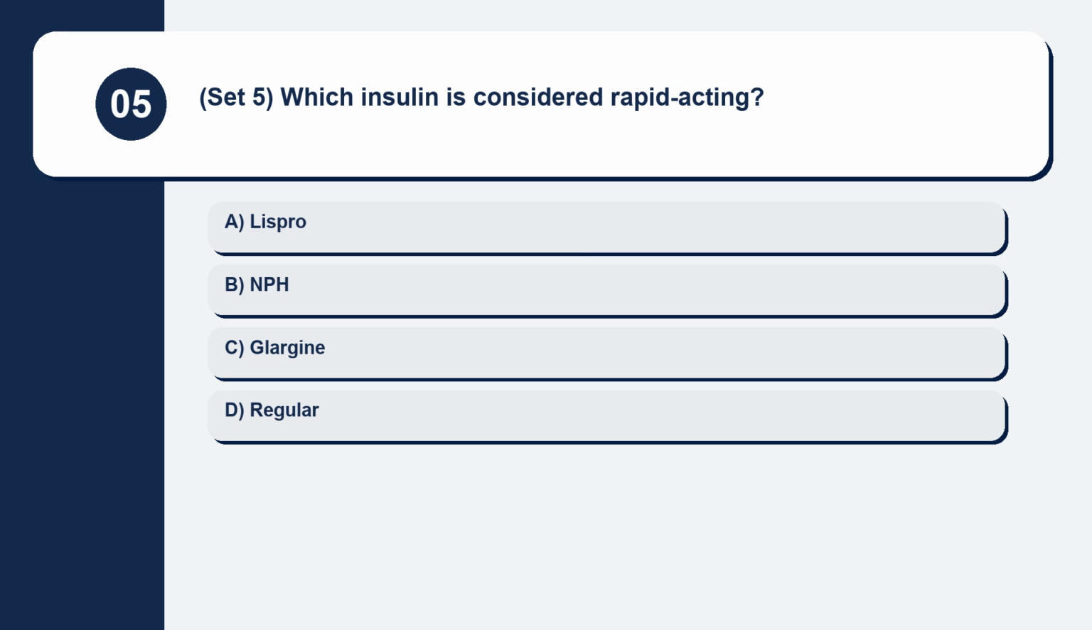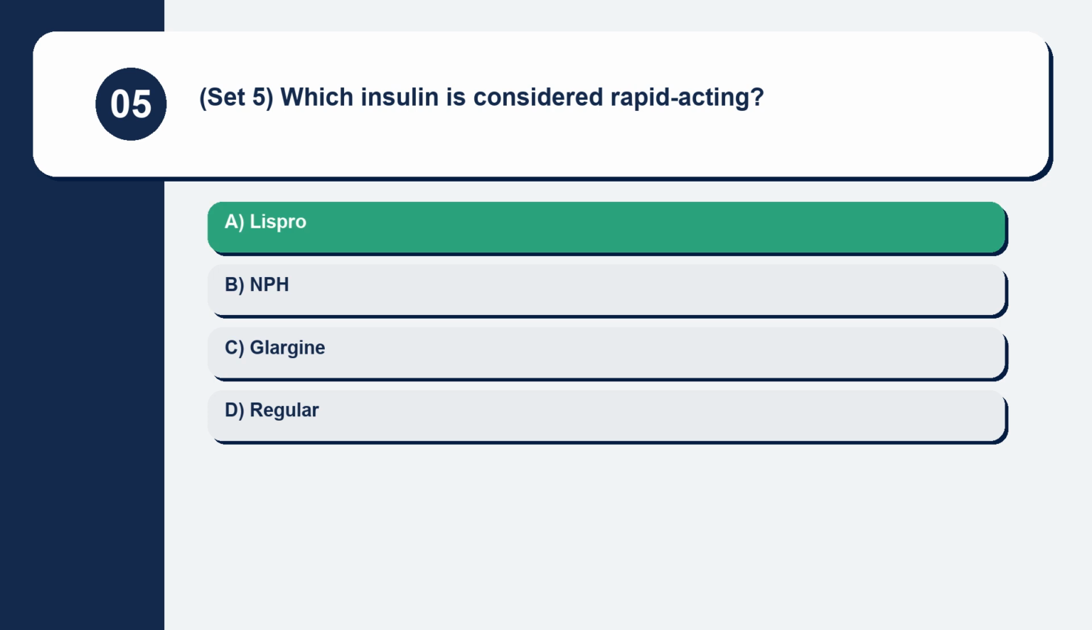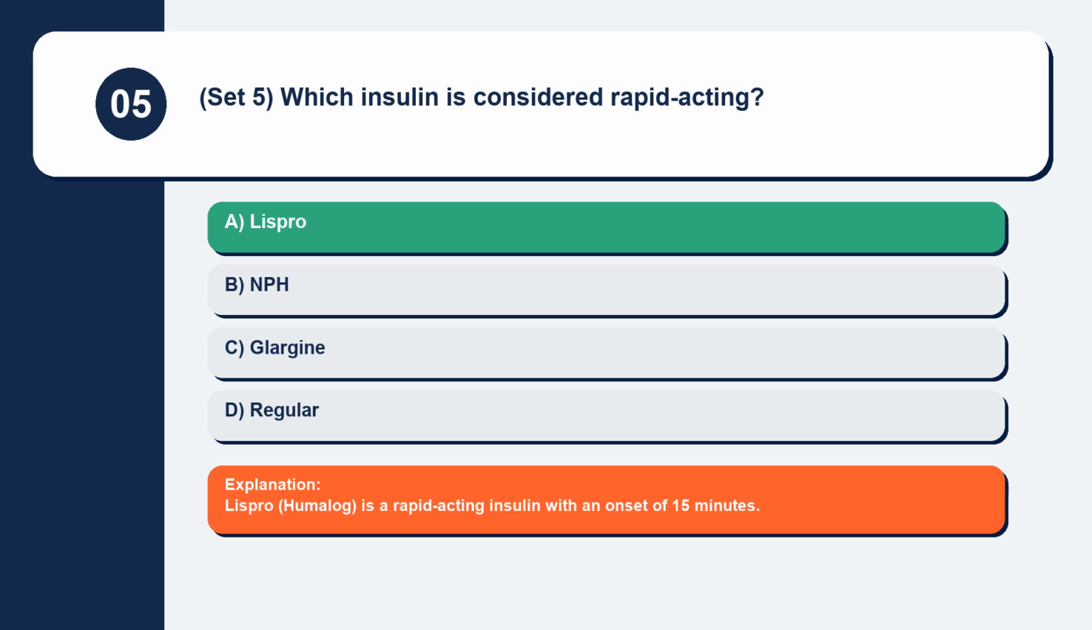Question 5. Set 5. Which insulin is considered rapid-acting? Lispro, NPH, Glargine, regular. Lispro, Humalog, is a rapid-acting insulin with an onset of 15 minutes.